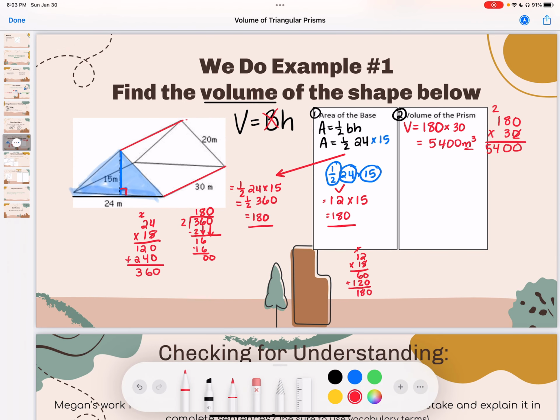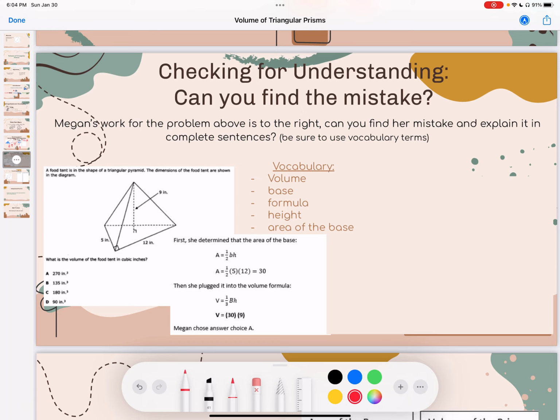So moving on, it says check for understanding. Can you find the mistake? Megan's work for the problem above is to the right. Can you find her mistake and explain it in complete sentences? Please use your vocabulary terms, which we've put down here. It says a food tent is in the shape of a triangular pyramid. The dimensions of the food tent are shown below. What is the volume of the food tent in cubic inches? So go ahead and put whatever you feel is the mistake, and we're going to go ahead and move on.